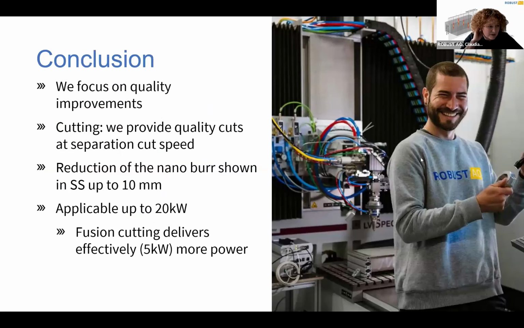So to sum it up, we focus on quality improvements without losing speed. We provide quality cuts at separation cut speed. We show that we can really reduce nano burr in stainless steel. So our goal is always to remove any post-processing, so that you can take the part out of the machine and use it. And our current upper limit in laser power is 20 kilowatts. So if you have any 30 kilowatt laser and above, we would be happy to test it.